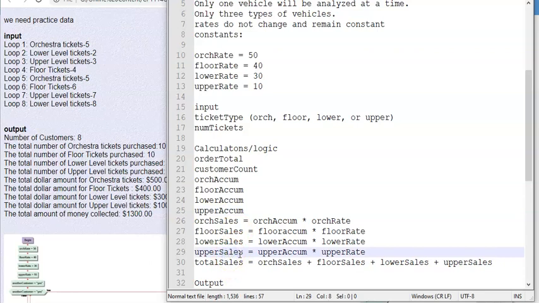The sale for upper tickets is how many tickets we have times the rate. So these are all very similar. Now we come to the accumulators, and the accumulators are very easy because I would say that the upper cum, Control C, equals the upper cum plus the number of tickets.